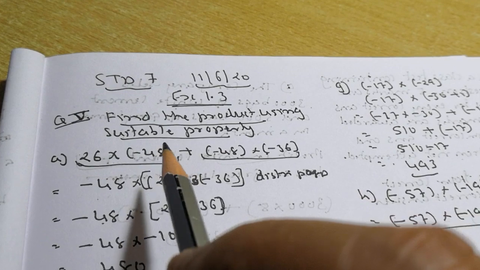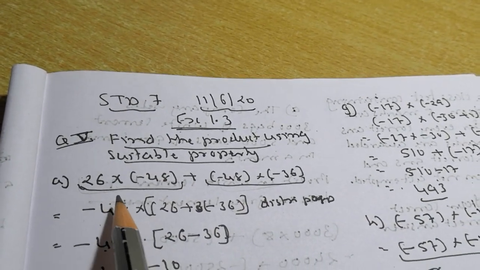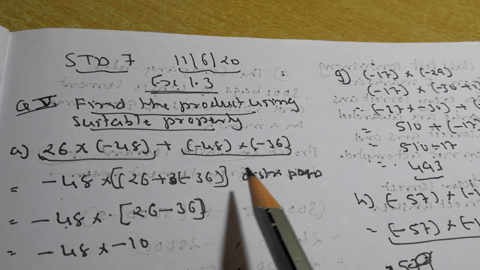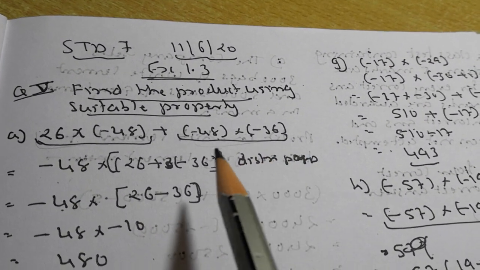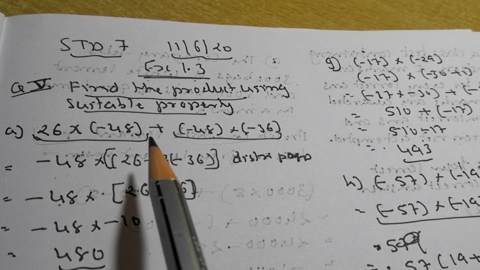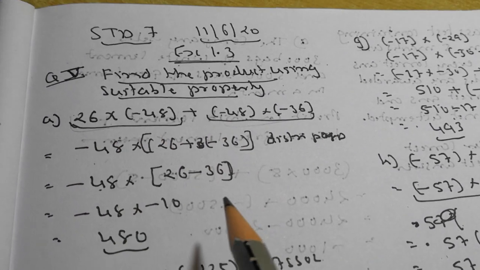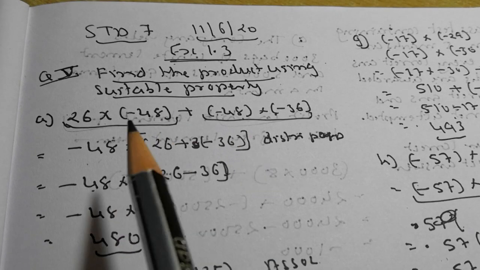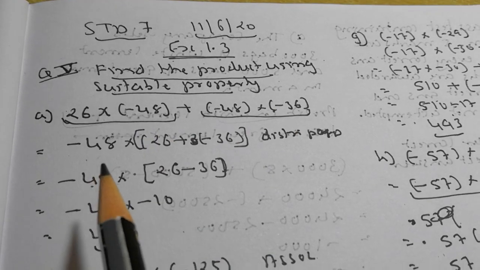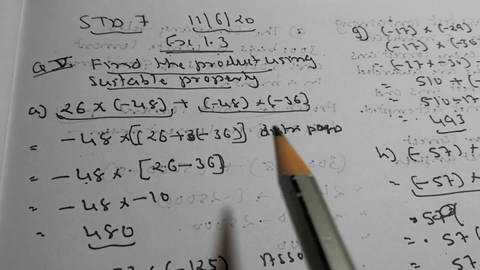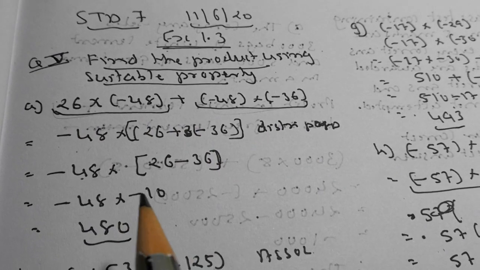Find the product using suitable properties. 26 into minus 48 plus minus 48 into minus 36. So with this plus sign, I have divided these two multiplications and these two multiplications into two groups. Minus 48 is common in both the groups, so I have taken minus 48 as common number and 26 plus minus 36, that is distributive property.